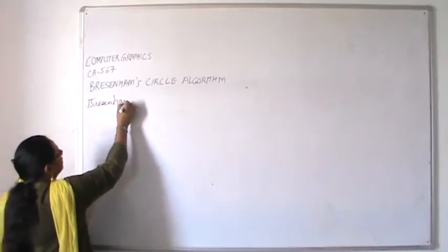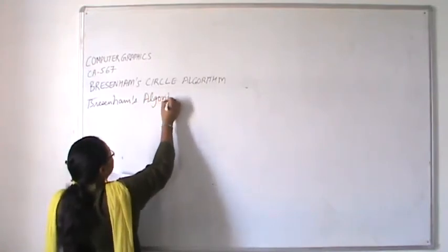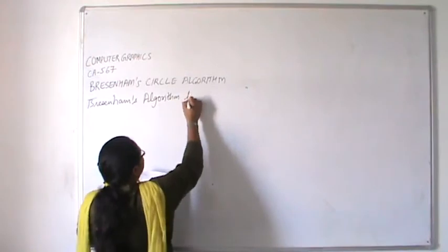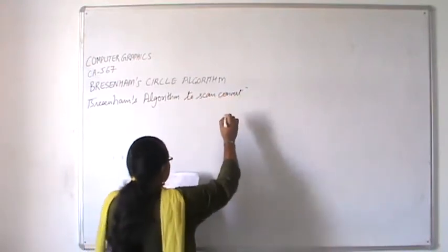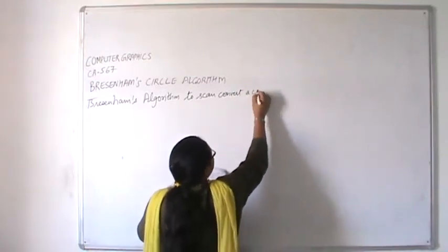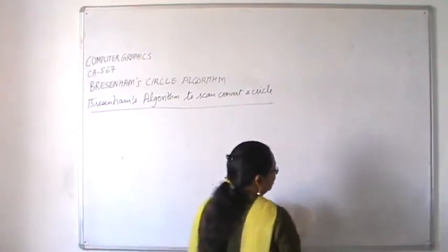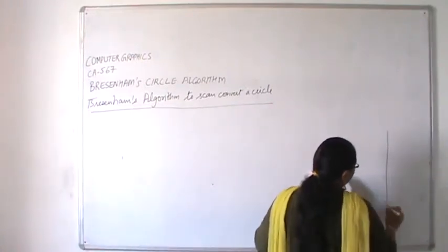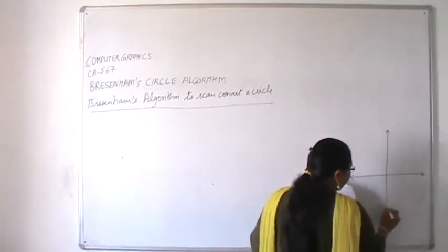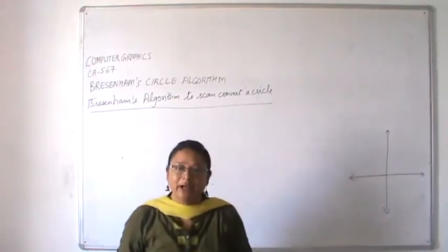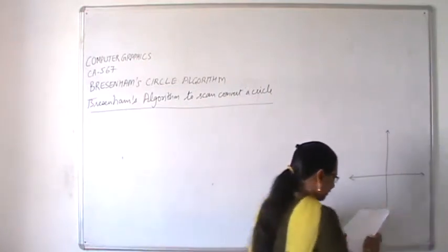Bresenham's algorithm to scan convert a circle. We have to write the steps for this algorithm, but before that we will make the diagram so that it will be easy for us to find out the 8-way symmetry, as we will calculate only the x, y coordinate and then the rest of the points will be plotted according to the 8-way symmetry of the circle.